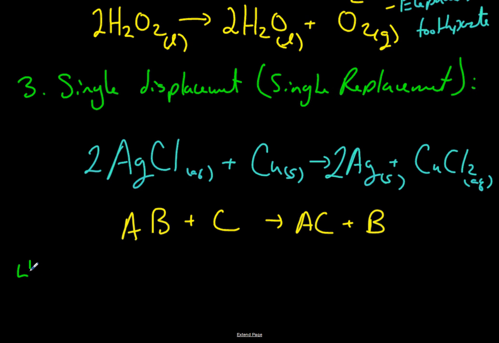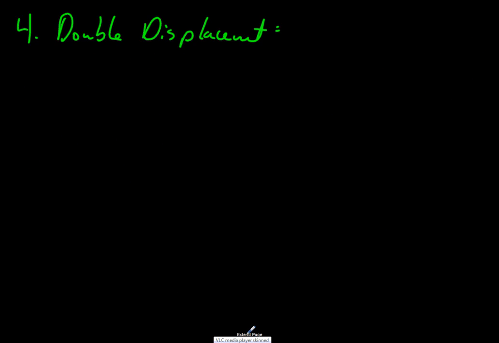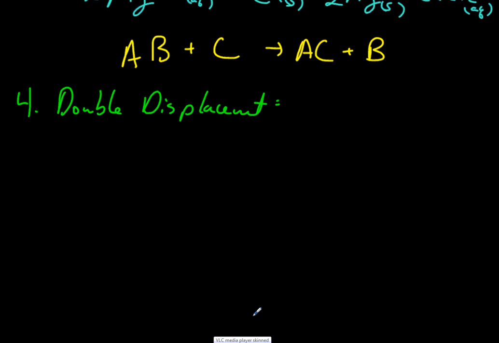The 4th kind and the second last kind, actually there's 2 more, sorry. This is double displacement. Try to do this in the right order this time. Does anybody want to hazard a guess as to what this would be?